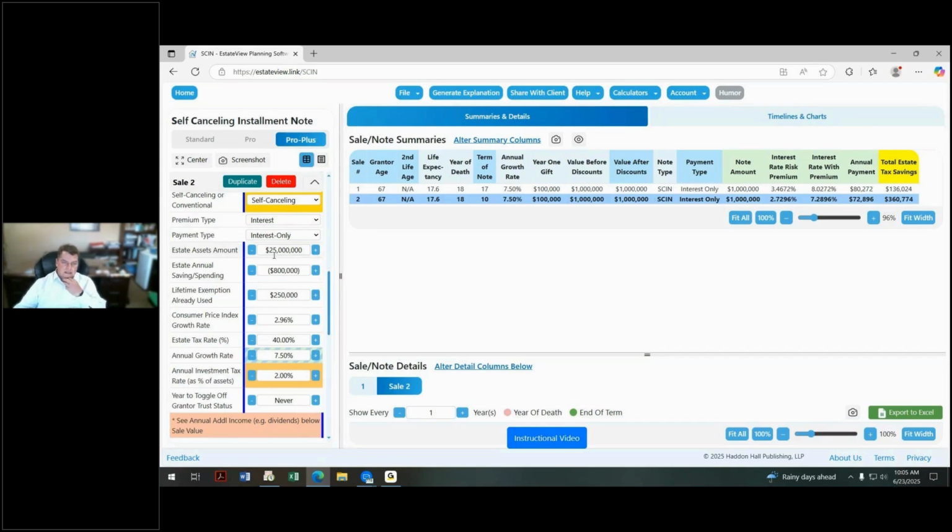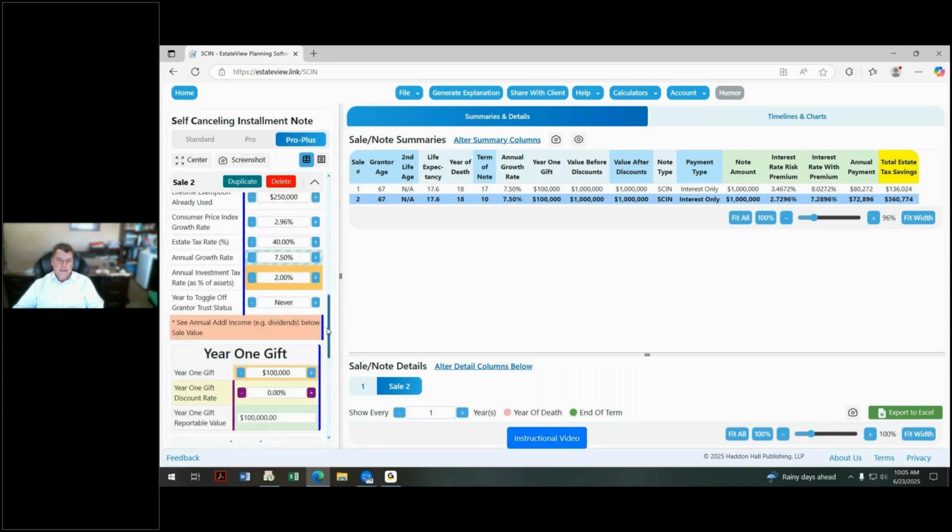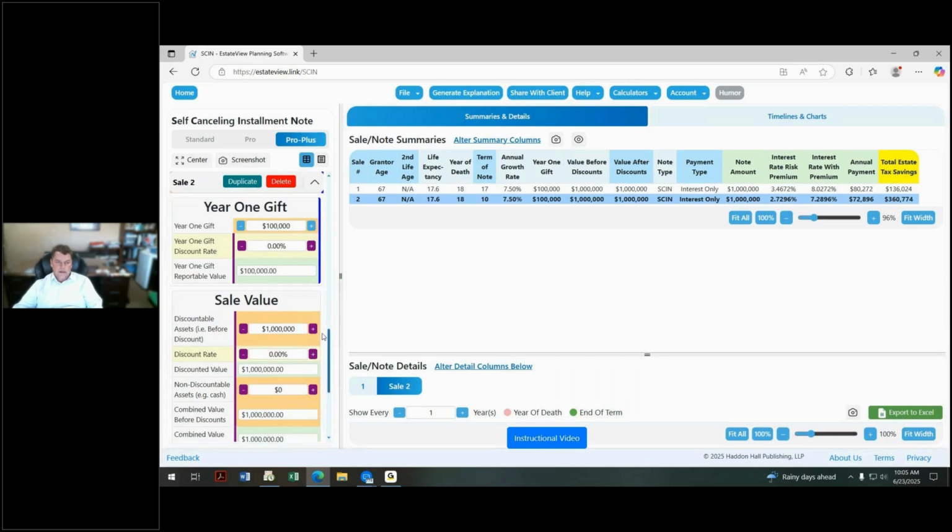You have your entire estate assets, the annual spending, lifetime exemption, consumer price index, estate tax rate, annual growth rate, and then annual investment tax rate. And so these are all assumptions that you can fill in. They go to the size of the grantor's gross estate, and you can see how effective the planning is to avoid estate tax.